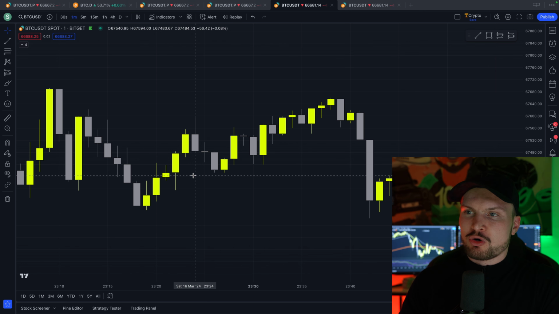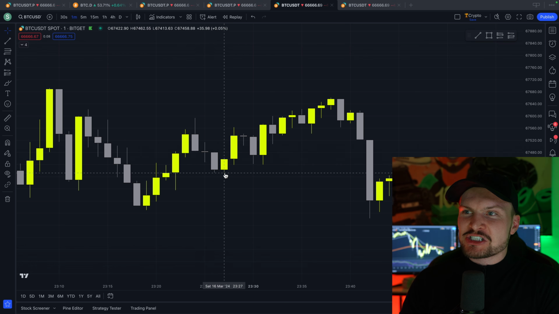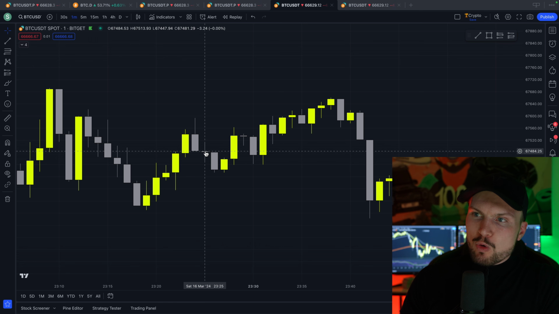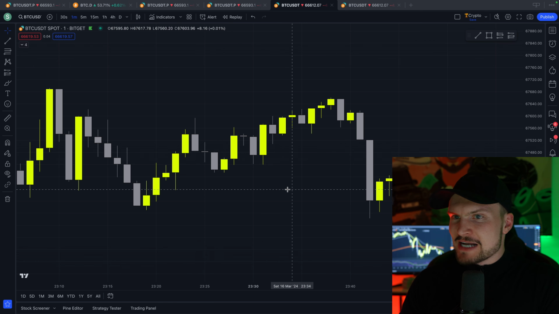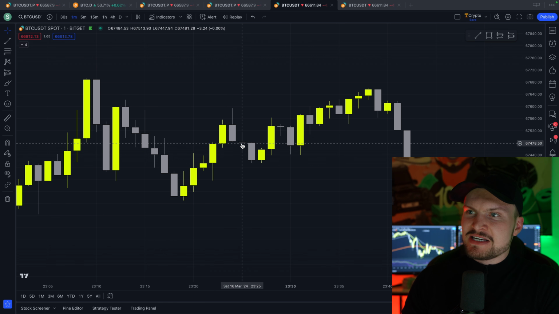You can write this down also in your notepad. Long-legged doji. So you can see the body is in the middle, and the top and bottom wick are essentially the exact same. If the body was a little bit thicker, you would call this a spinning top doji. So for example, this here. I would call this here a spinning top doji. So the body is a bit thicker, and this here is a pure long-legged doji.